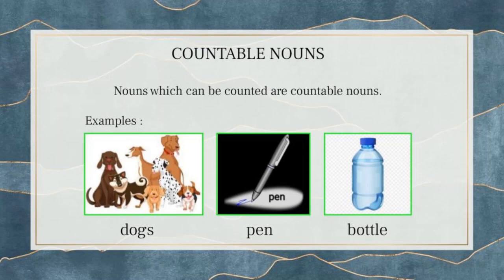Let's move to the next one. What is the third picture? Yes, the third picture is a bottle. How many bottles are there? Just one bottle. So students, these 3 pictures are nouns. We can easily count these nouns. So once again, I am repeating, countable nouns are nouns which can be counted.